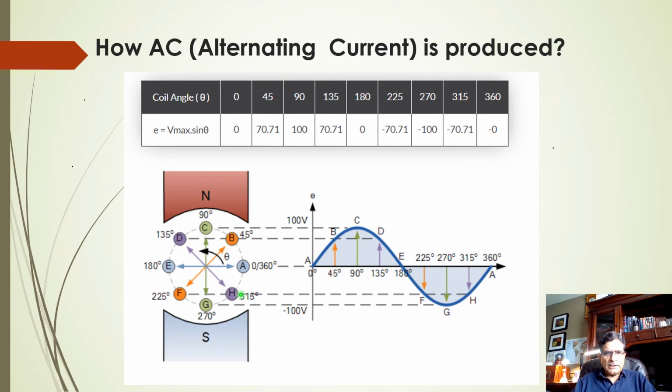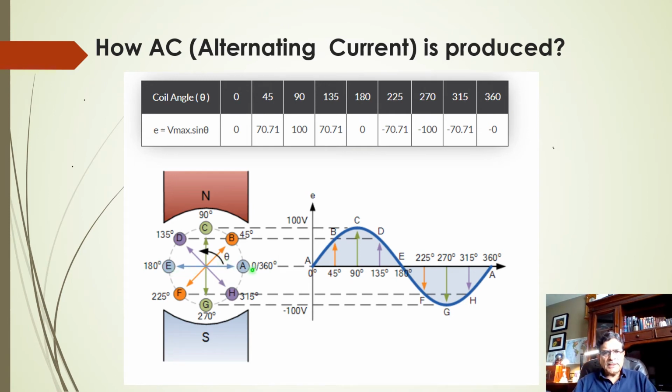There is only one coil here. But why are you seeing so many coils here? Because we are plotting one complete motion, one circular motion of that coil. So how it works: A and E is the coil.